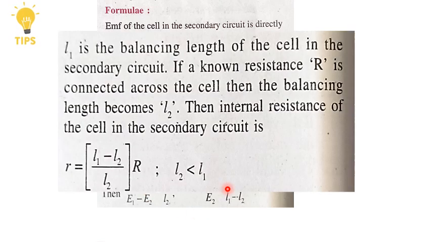And the next one here is, if L1 is the balancing length of the cell in the secondary circuit, and a resistance R is connected across the cell, then the balancing length, once it has been connected by the resistance, changes to L2. So how can we find out the internal resistance? This is about the formula here. And one more main hint here is that L2 should be less than L1. You always remember this one.